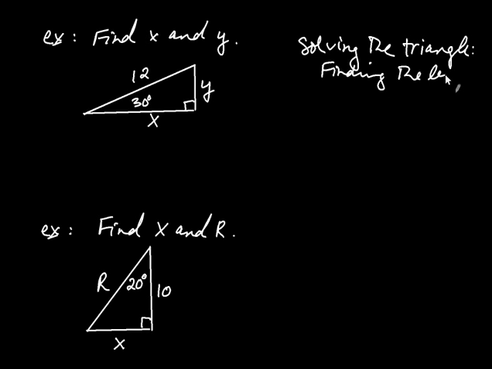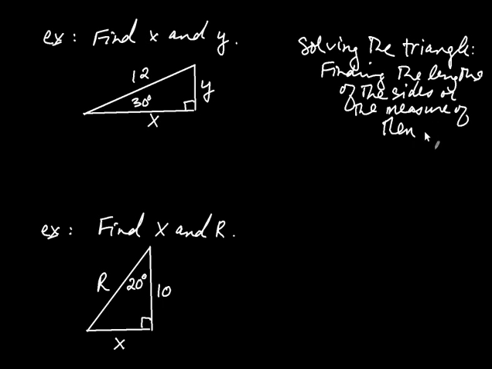the lengths of the sides, or the measure of the angles. The measure is just how big the angles are. Okay, that's what we mean when we say solve the triangle. So here they're asking us to find x and y, but in other textbooks they'll say solve the right triangle. Okay, well, what do we know?